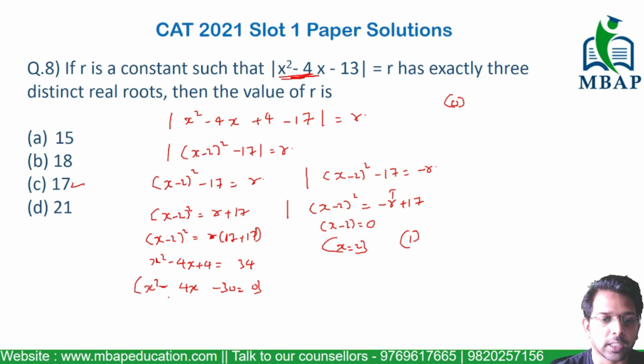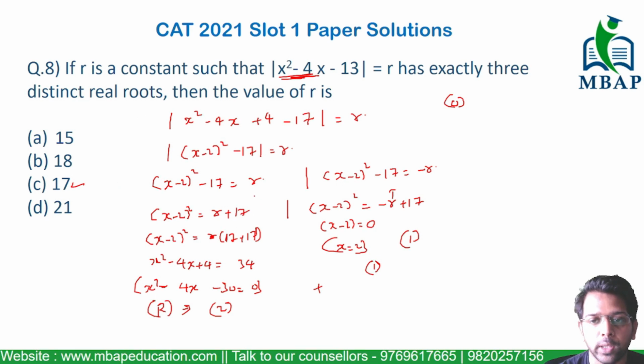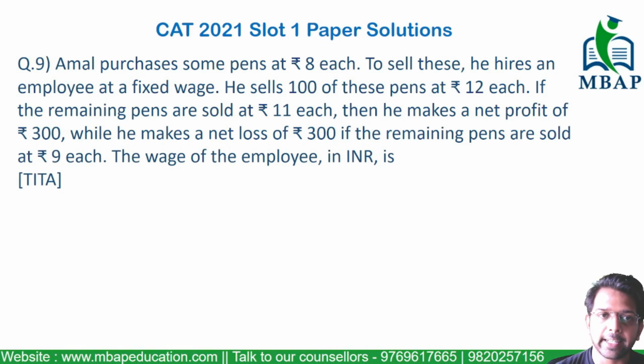Now if you expand this expression to find the roots of this equation, you should get 2 roots here and 1 root here, which accommodates 3 roots that are real in nature. This answer is applicable only if the value of r which you considered was 17, and hence you will mark option C as the final answer for this question. I hope all of you have understood it well. Let's take the next question.